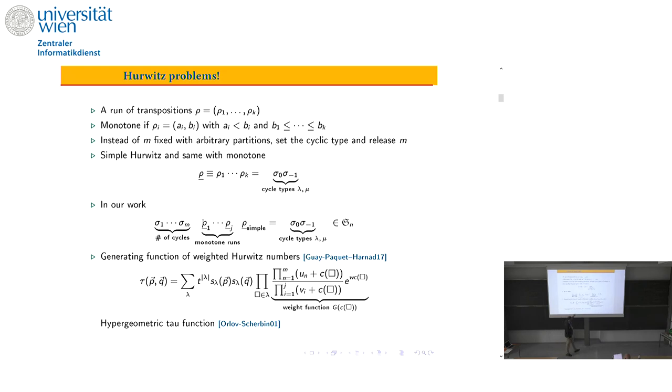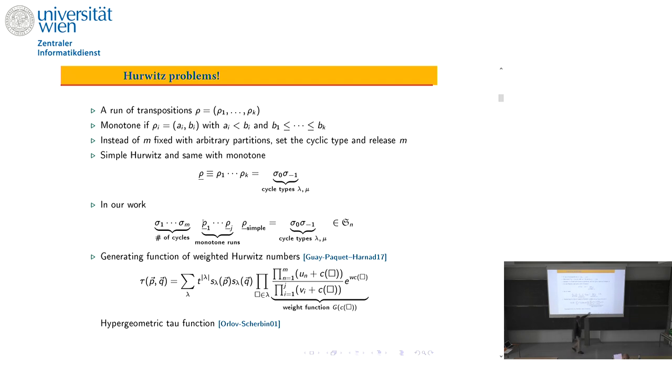And it was shown by Giepak and Harnad that the generating function has this form, so a product of two Schur functions and a product over the cells of the contents of the cell. So here, what I want you to just look at is that the u's keep track of the number of cycles of sigma 1 to sigma m, and the v's keep track of the number of runs. Simple Hurwitz numbers are above. It's like when you have a product of transpositions.